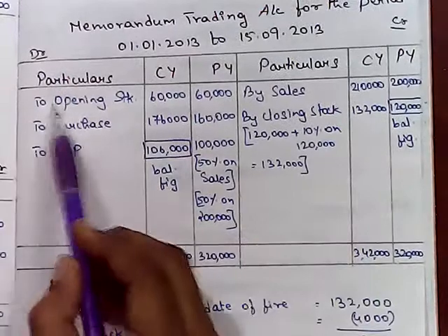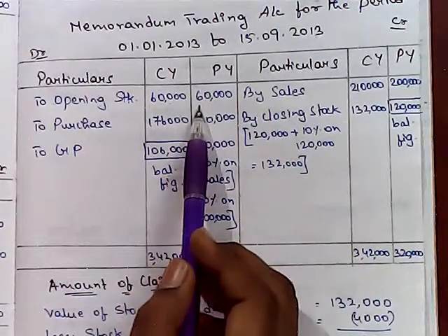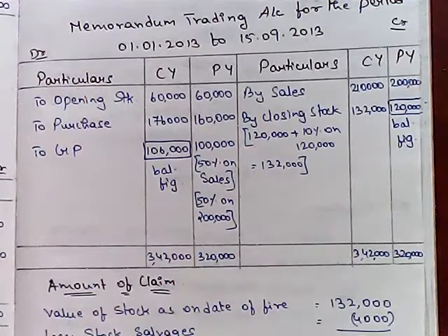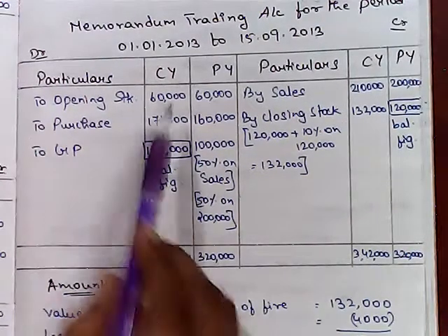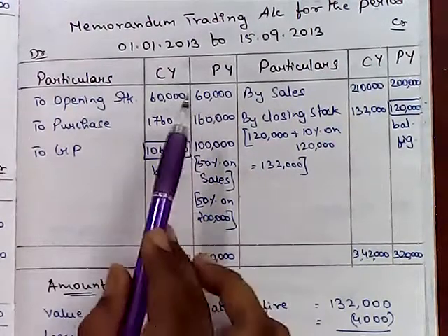Now, to opening stock it will be 60,000. Where did we get the 60,000? The closing stock of the previous year would be the opening stock of the current year. So both will be 60,000, 60,000.